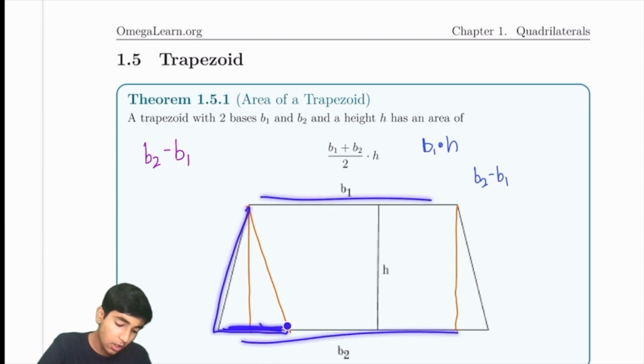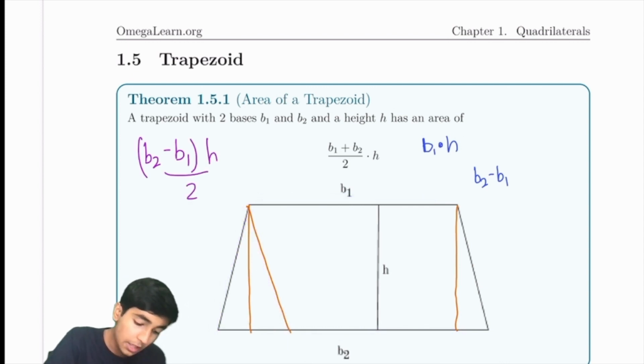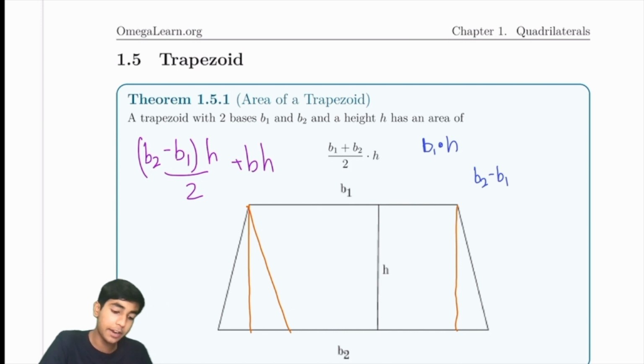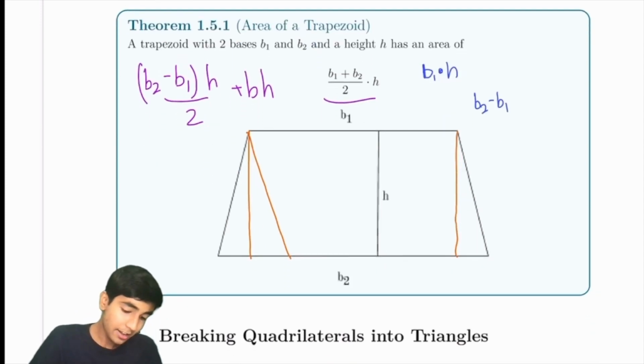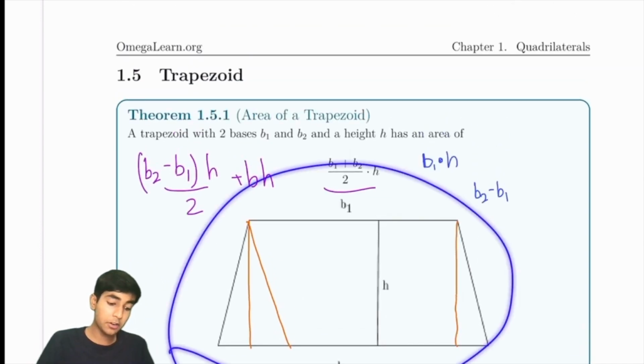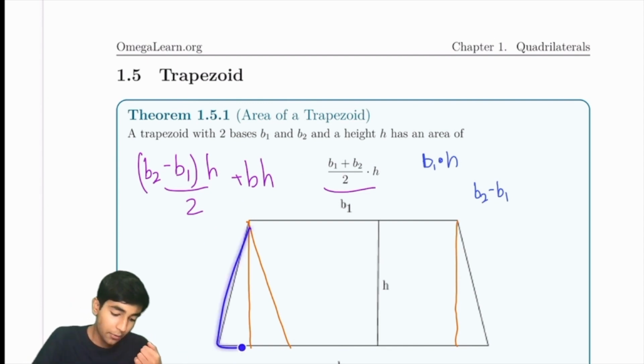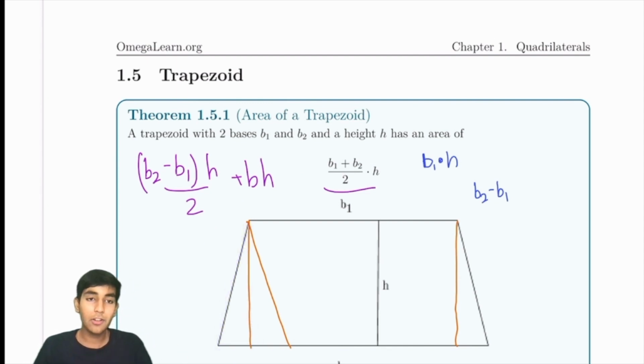So the area of this triangle is just B2 minus B1 times H over 2. And then we add that to BH to get our area formula, which is the average of the bases times height. And as you can see, these are simple shapes, so it's not too complicated. But as we move on to more complicated shapes, there's still a key idea of triangles that we're going to have to break it up into. Now let's try an example.